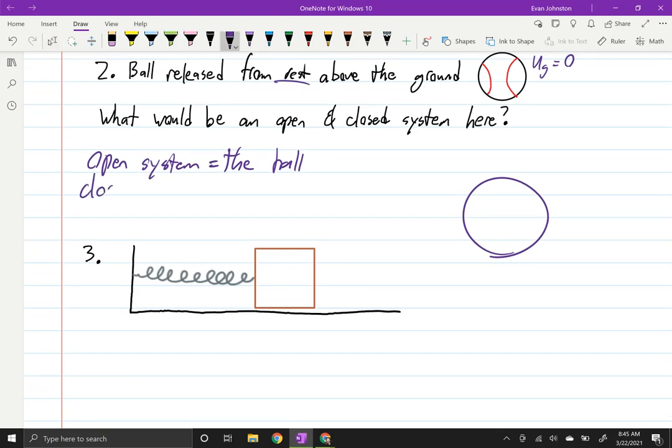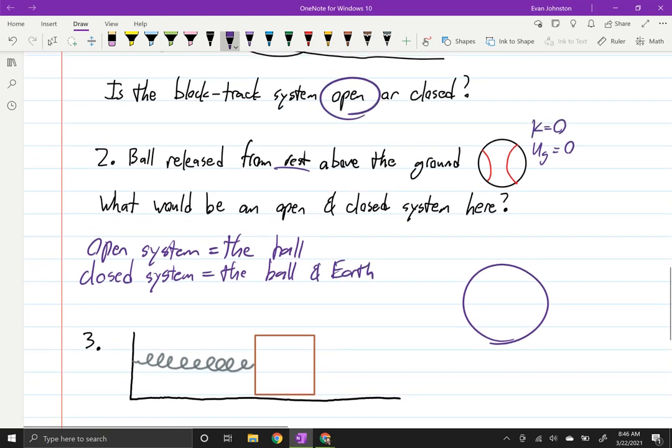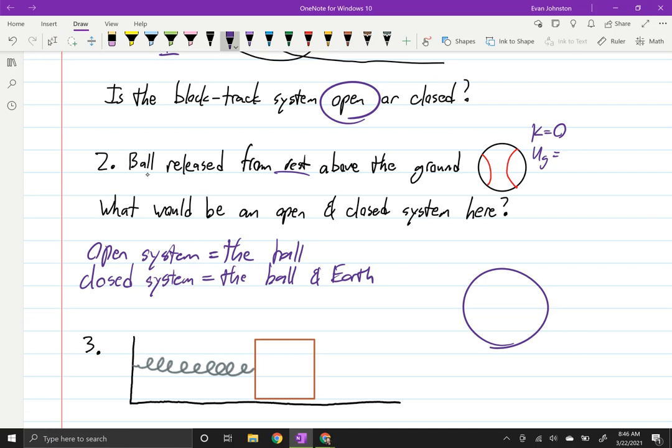Now, a closed system, and hopefully this is an easy one to get the ball rolling, would be the ball and Earth. If you consider the ball and Earth, well, now it has some amount of potential energy that is not zero. It has some real amount. So it's all potential up at the top. And then when the ball's down here at the bottom, well, then it's all kinetic and the potential is zero. Well, we just swapped those two. This would be a closed system.